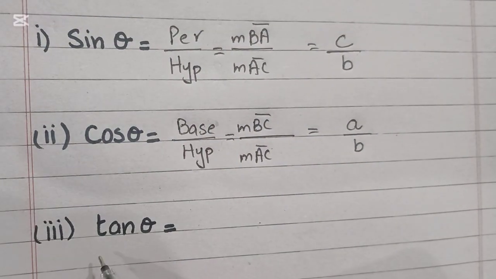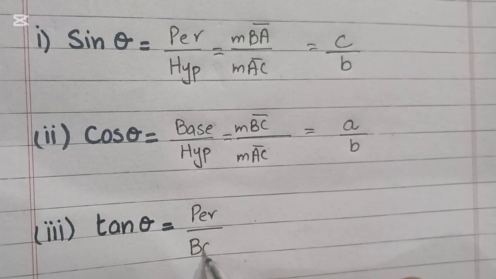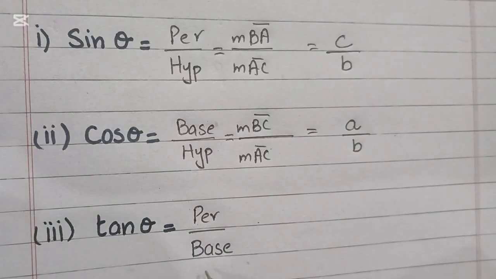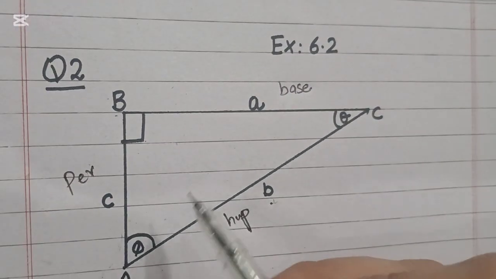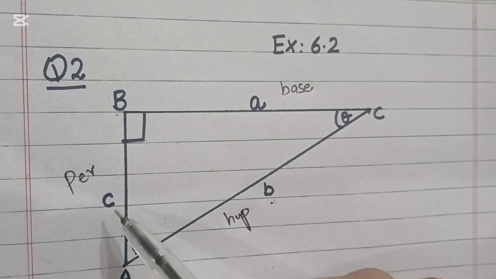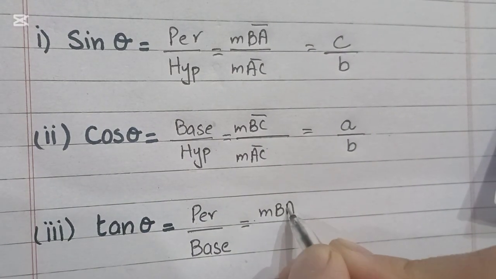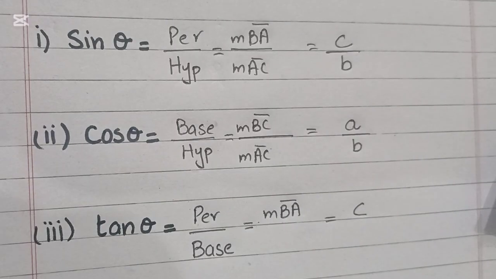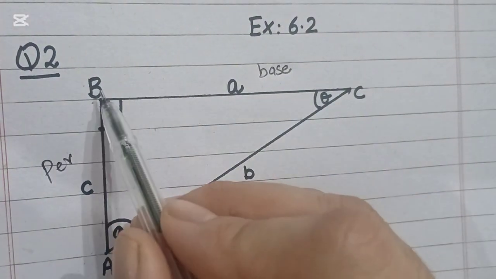In the third part, we have to calculate tan theta. Tan theta short term is TPB: T for the tan, P for the perpendicular, and B for the base. Now calculate the perpendicular side and the base side. The perpendicular side in the diagram on the basis of theta is BA, measurement BA which is equal to c. And the base side on the basis of theta is measurement BC which is equal to a.